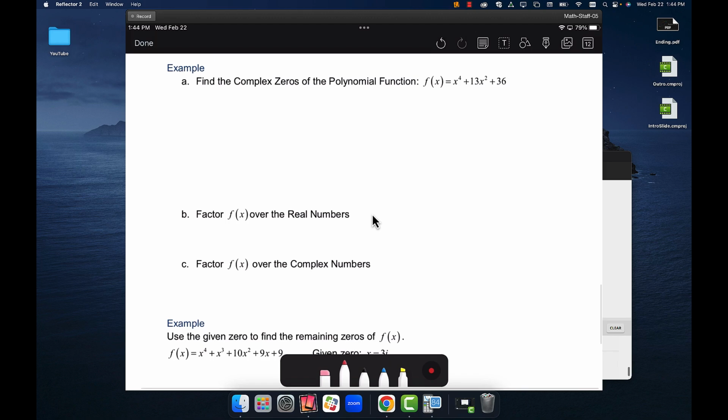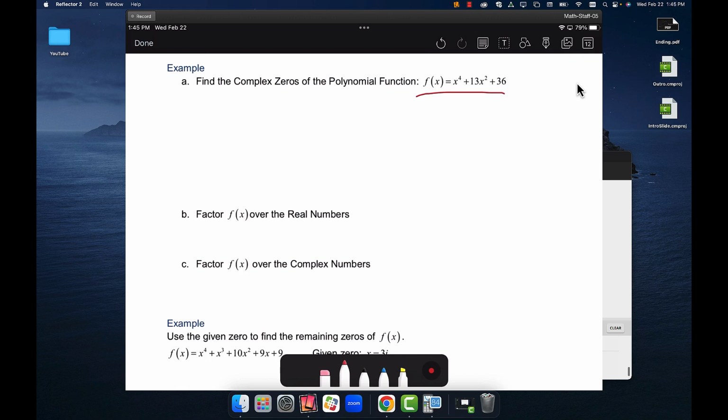So let's look at a special situation in this example. We want to find the complex zeros of this polynomial. Now, in the past, we looked for rational zeros using the test where we divide by factors of 36 and 1. But in this case, it's not going to work. These don't have any real zeros. And it's not obvious right away. This is going to come with practice.